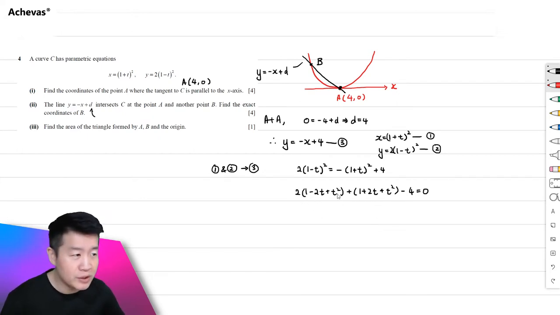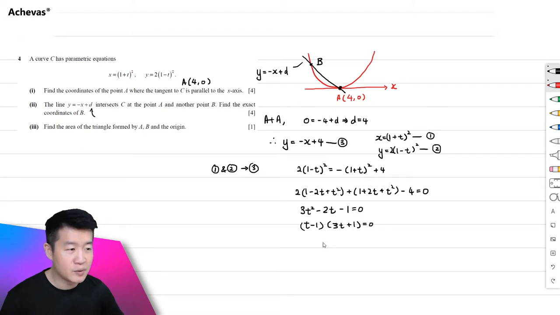We will have 2t squared plus t squared. So we have 3t squared, then minus 4t plus 2t, we will have a minus 2t. Then 2 plus 1 minus 4. So this gives me a minus 1. This is equal to 0. Factorizing this, t minus 1 and 3t plus 1. Okay, this will be equal to 0.